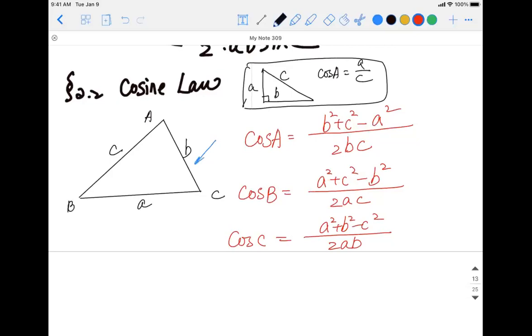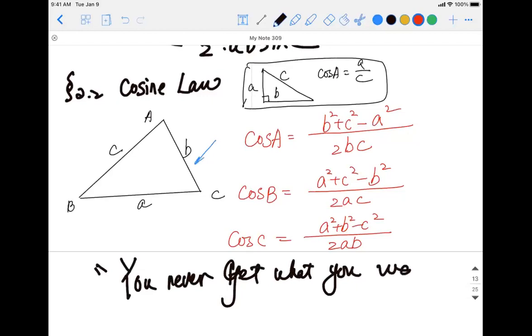But the cosine law looks a little bit difficult to remember, right? You have a squared, b squared, c squared, and they look so similar. Is there any shortcut way for you to remember the cosine law? You can use a very quick way: you never get what you want. So this is the way I remember the cosine law.